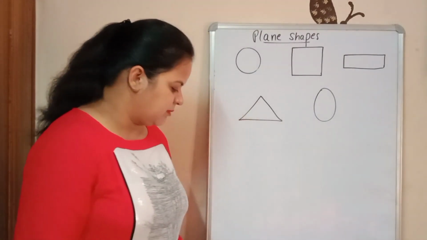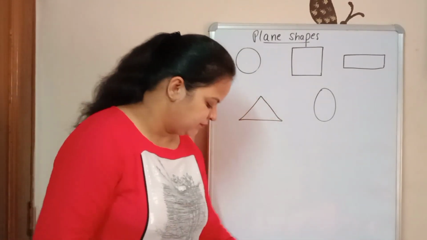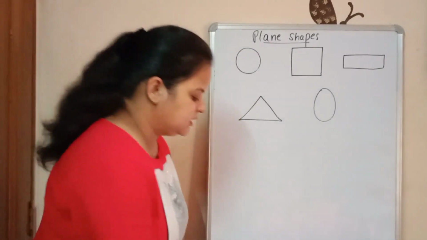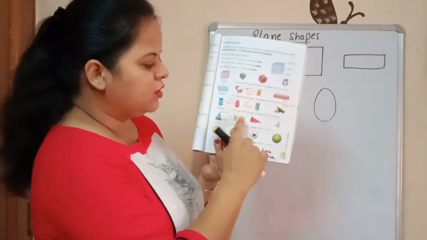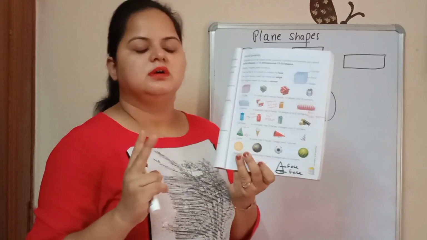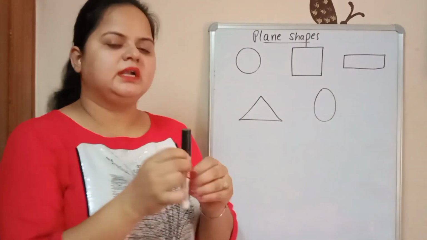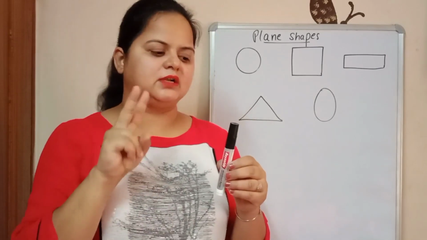Now we will talk about the cylinder shape. A cylinder has 3 faces. You can see here it is written in the book: 3 faces, 2 edges and no corner. A cylinder has no corner.